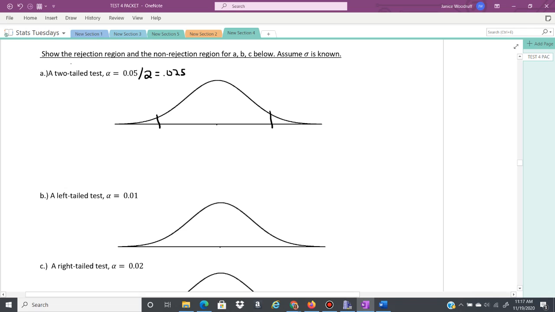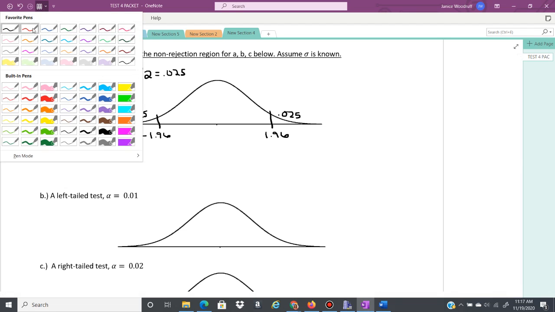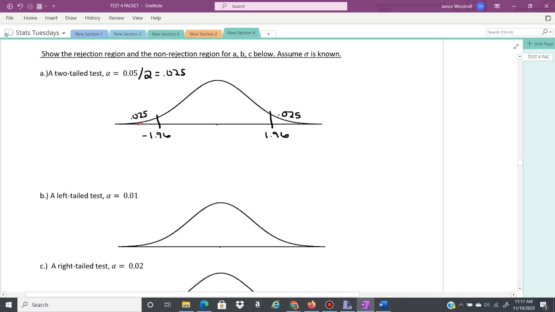Okay, that was going to give you a z-score of negative 1.96 and positive 1.96. So this is the same problem that we did previously. This area here in the red on either side of my curve are my rejection regions. In the middle here is my non-rejection region. So this is my smiley face region.